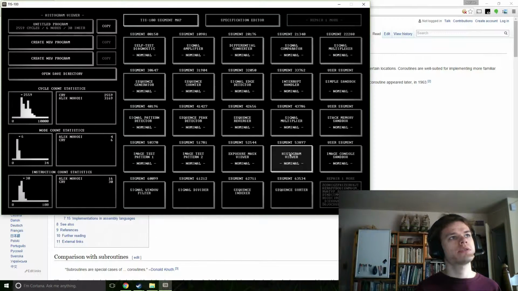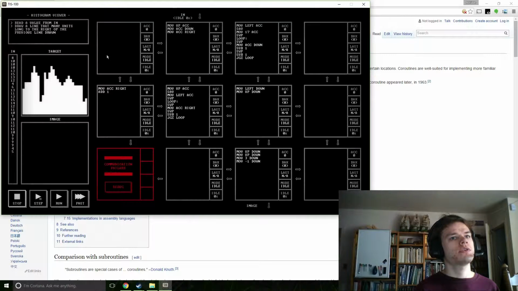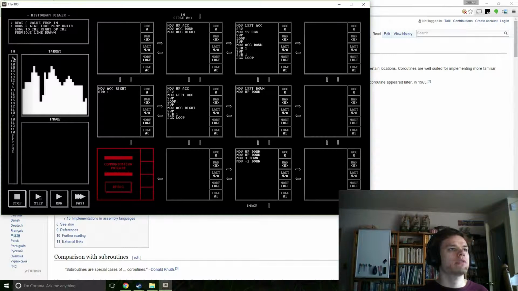And the second one is histogram viewer. So you have to draw a white line up from the bottom that is this length. So like this 8, 10, 3 tens look like this, and then a 13 looks like this, and a 15 looks like this, and then a 4 looks like this. So you need to take each value, draw a line from the bottom of that height, and then move on to the next column.